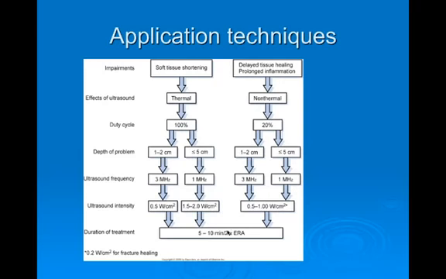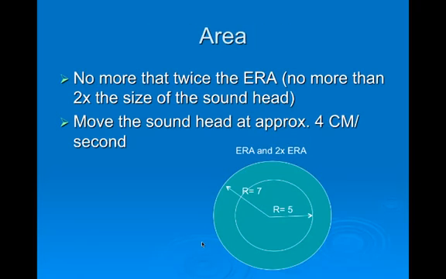All right, so let's talk about the area that we're applying this to. Looking at area is extremely problematic as you look at some of those articles, and I think this was one of the reasons why a lot of the research has been conflicting over the years. We don't want to sonate an area more than twice the ERA, basically twice the size of the sound head. If we look at the diagram that I've drawn down here, the area of that circle is pi r squared, right? So radius squared.